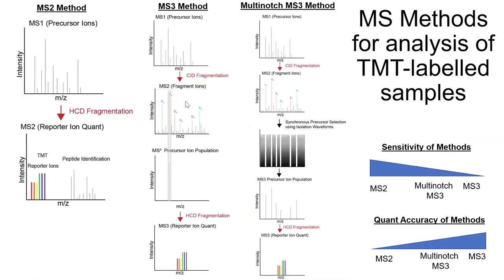So I believe it's usually kind of intensity, whether it selects one of the more intense ions. Yeah, so it does try to do that. And in the SPS MS3, it tries to predict what the most intense ions are going to be. But this is all done in the mass spectrometer in real time.